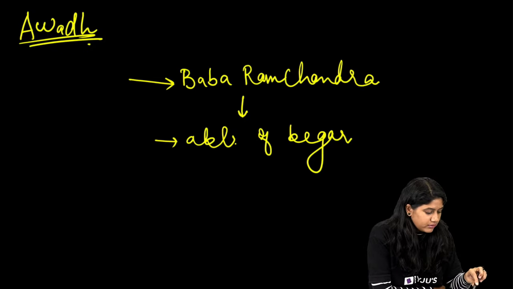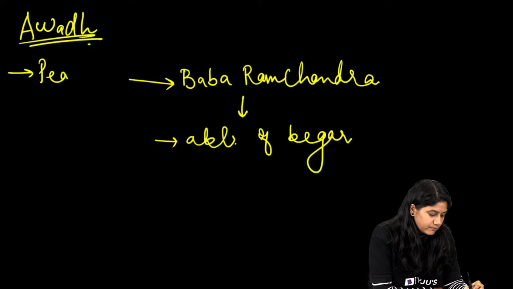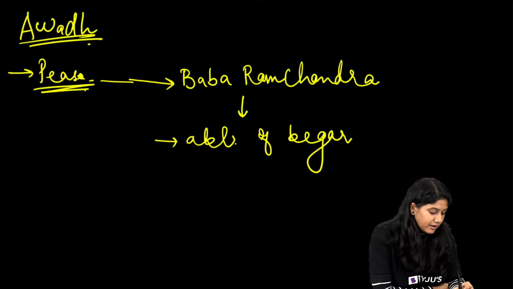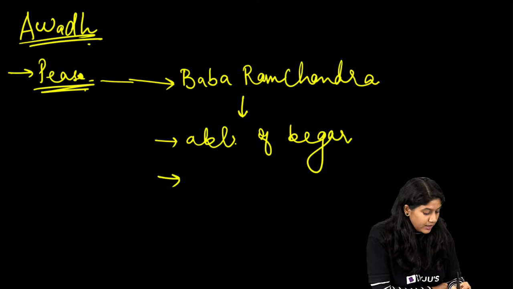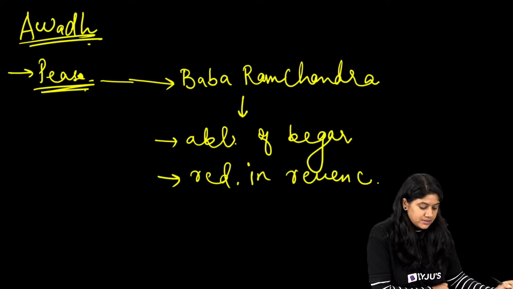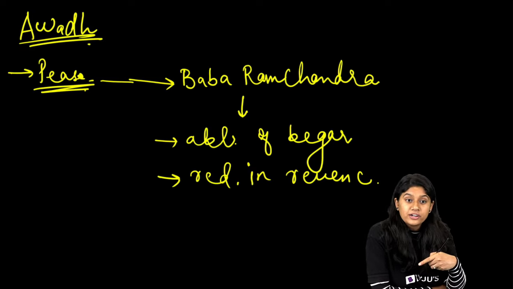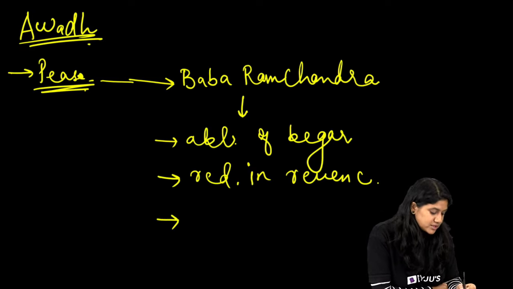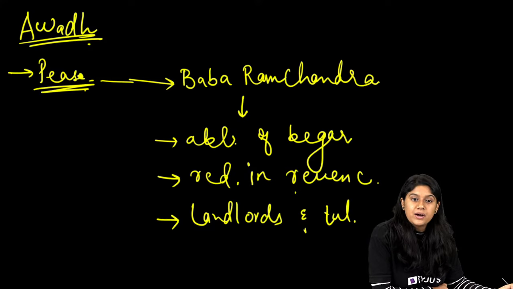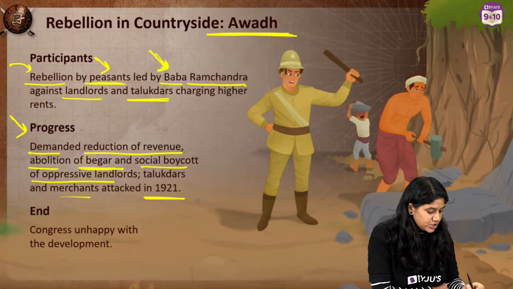Yeah, thank you for correcting this. Okay, I'm just writing over here. So we saw the abolishment of the begar system. Reduction in revenue, kind of taxes. They have to reduce the taxes also. And of course, they were not very happy with the landlords and the talukdars. Clear everyone? Are we clear? So this was the condition.